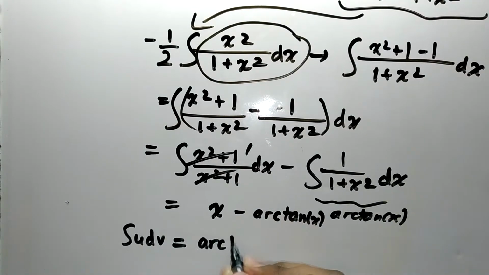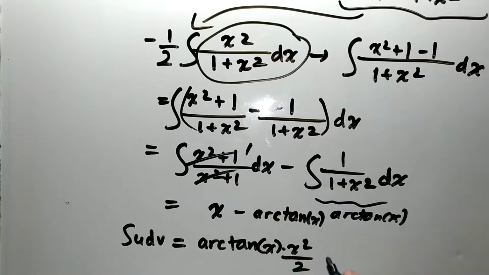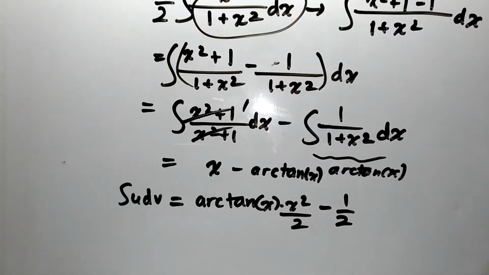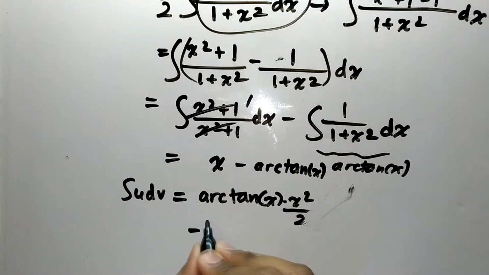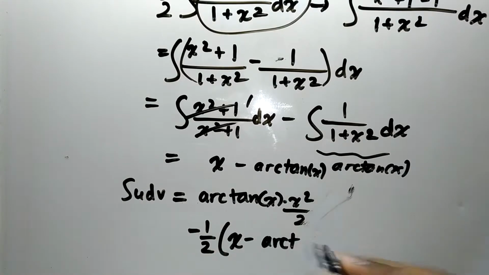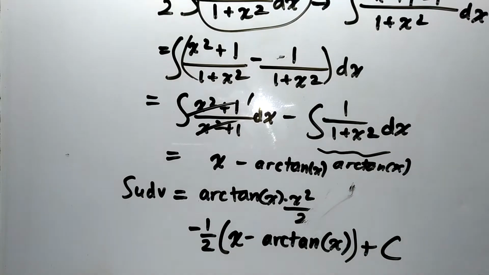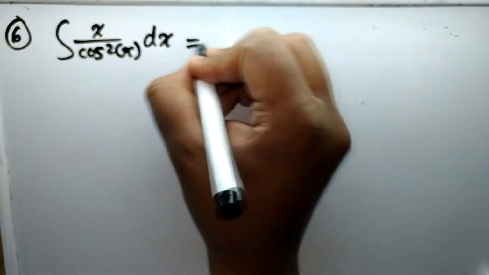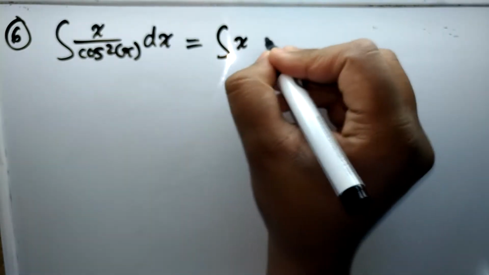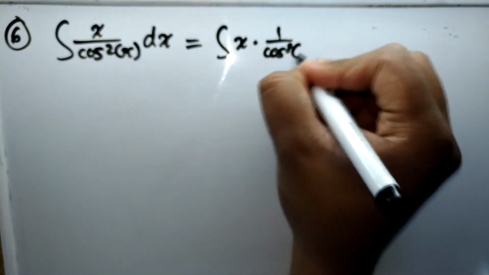so you can plug that back into the original integral: arctan x times x squared over 2 minus half times this, so it's going to be x minus arctan x.